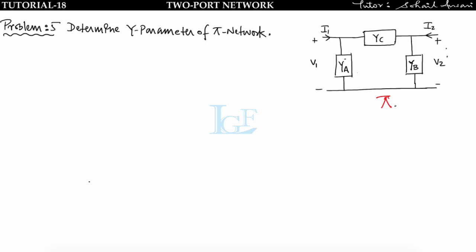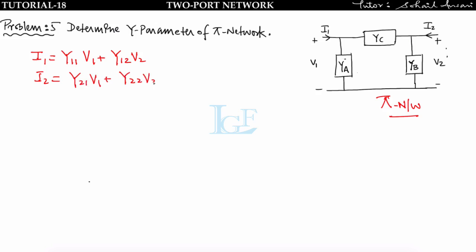This is the pi network, and I have to find the Y parameter. First write the equation of Y parameters: I1 is equal to Y11 V1 plus Y12 V2, and I2 is equal to Y21 V1 plus Y22 V2. Now in this circuit, at this node the value of voltage is V1, and at this node the value of voltage is V2. Now apply nodal at node V1.